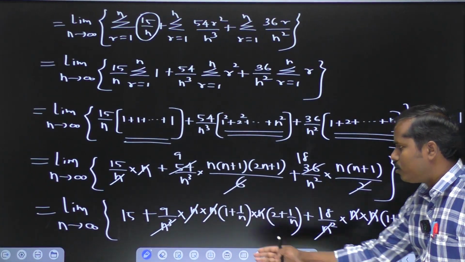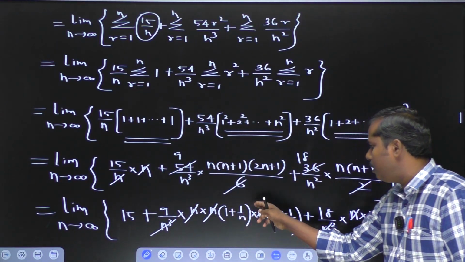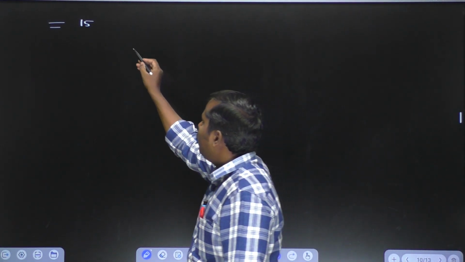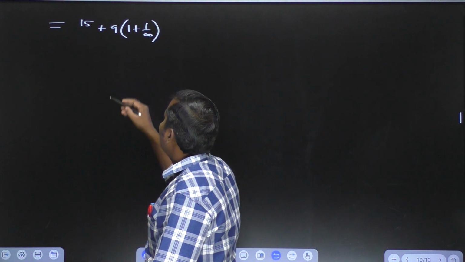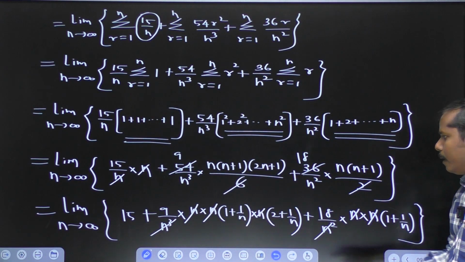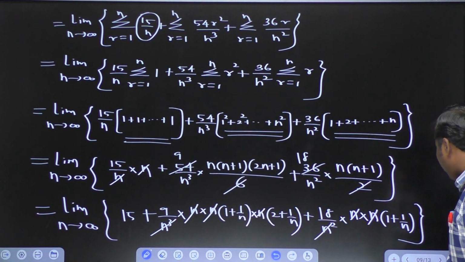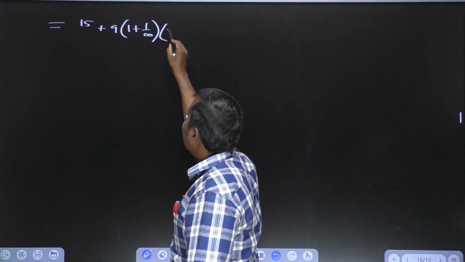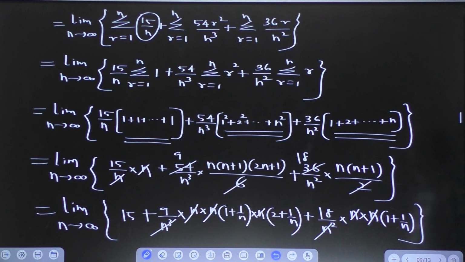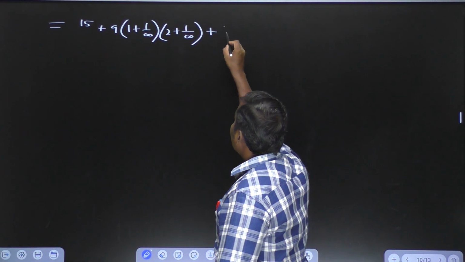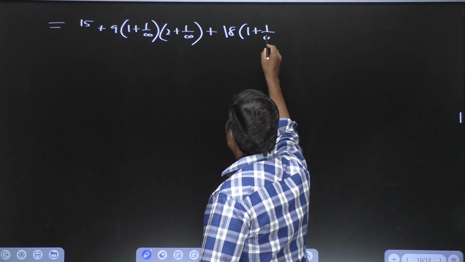So this is nothing but 15. First term is 15. It is independent of n. n is not there, so 15 as such. Here 9 into 1 plus 1 by infinity into 2 plus 1 by infinity, plus, what is the last term? 18 into 1 plus 1 by infinity.